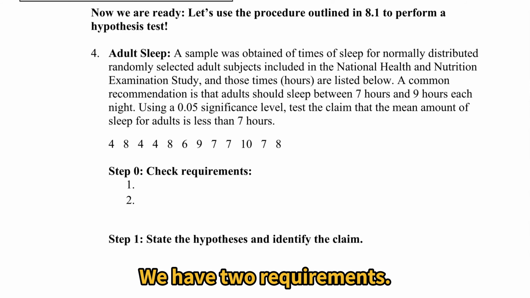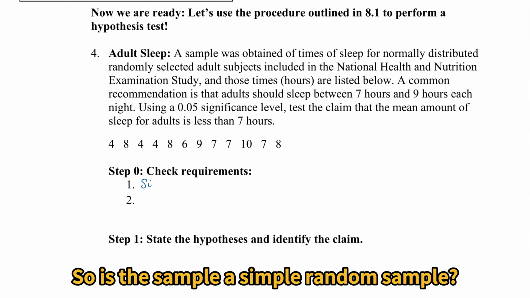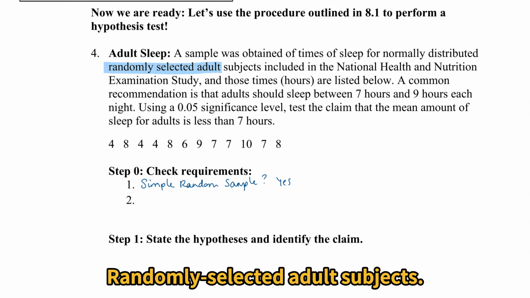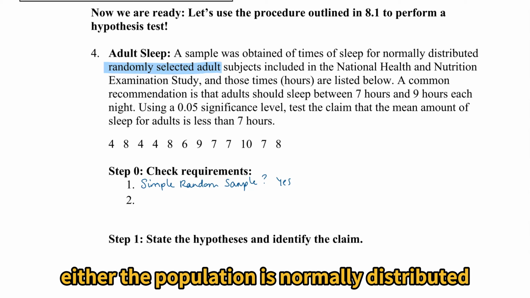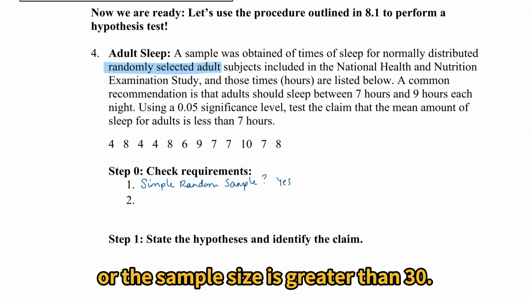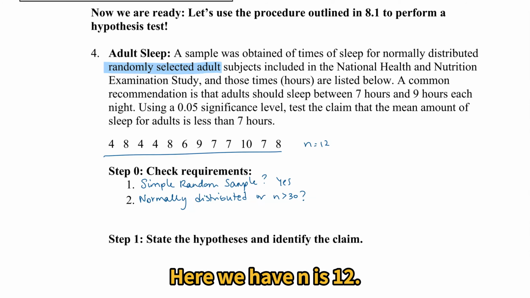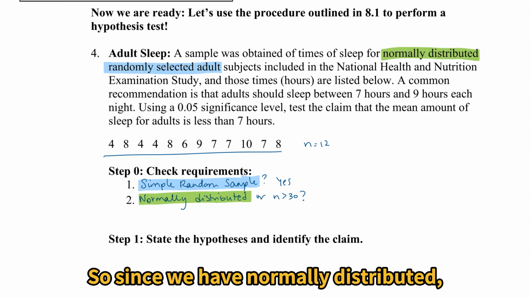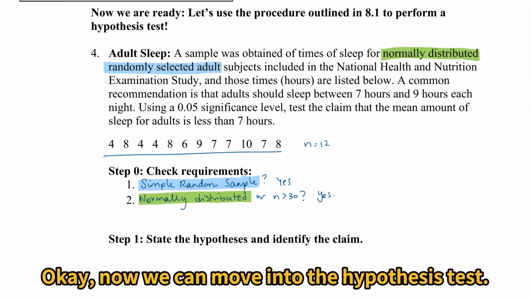We have two requirements. The first one is that we have a simple random sample. So is the sample a simple random sample? Yes, we have that right here, randomly selected adult subjects. And then the second requirement is that either the population is normally distributed or the sample size is greater than 30. We definitely don't have n greater than 30. Here we have n is 12. But we do have normally distributed. So since we have normally distributed, we have satisfied both of our requirements. Okay, now we can move into the hypothesis test.